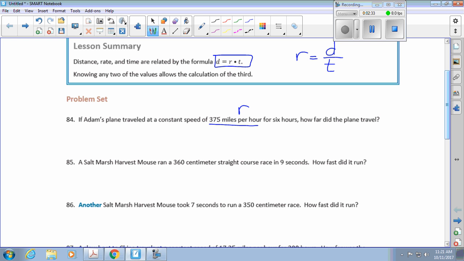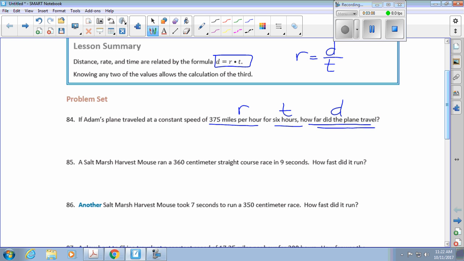All right, what else should I underline there, Aiden? 6 hours. Beautiful. 6 hours, and that's a measurement of time. Nice. So we're going to label that T, and then we have to find how far the plane traveled, which would be a measurement of what, Joey? Very good. So we're going to label that D. So we are looking to find the distance. So which formula would we use here? Which formula? Brianna? Multiplication. We're going to use the one with multiplication, which says distance equals rate times time.